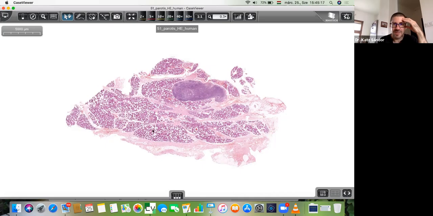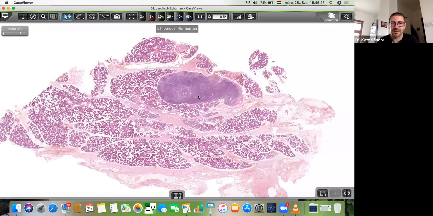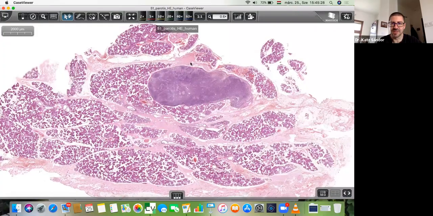So this is the parotid gland, and it is a unique specimen because in the section we can find a lymph node as well. This darkly stained area shows the lymph node, but you don't need to know the lymph node, we haven't covered it yet.